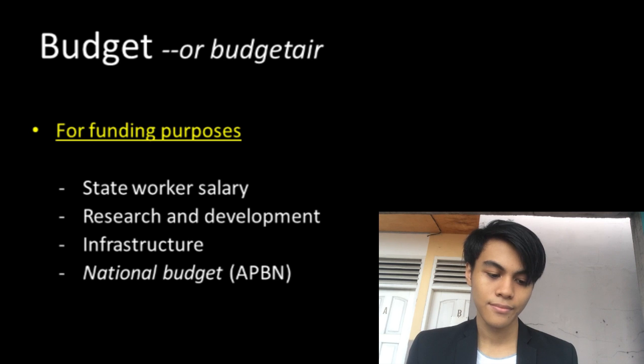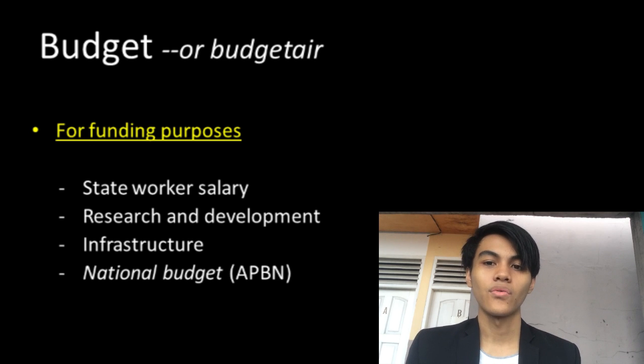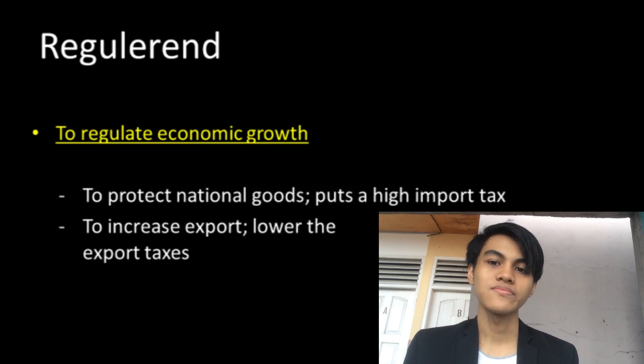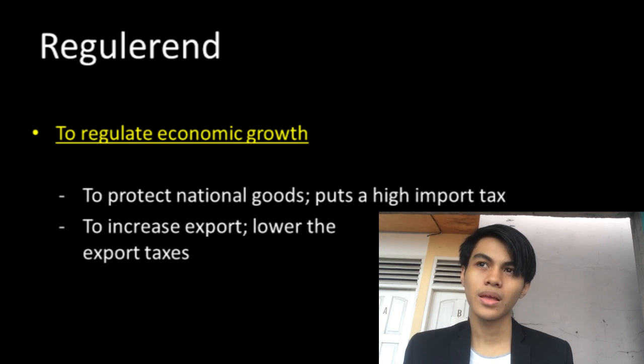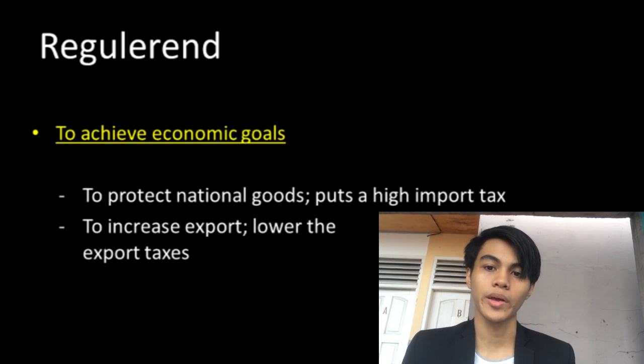and of course, for the national budget itself. The second one is regulerend. Regulerend comes from the word regulate, and it is basically to regulate economic growth, or simply, to achieve economic goals, such as to protect national goods by putting a high import tax so that goods coming from other countries will be less competitive because they need to pay more for selling their goods in Indonesia, and to increase export by lowering export taxes.